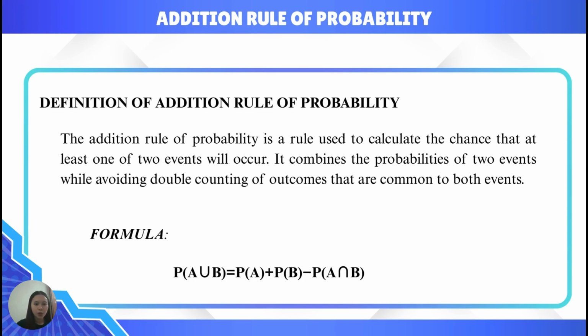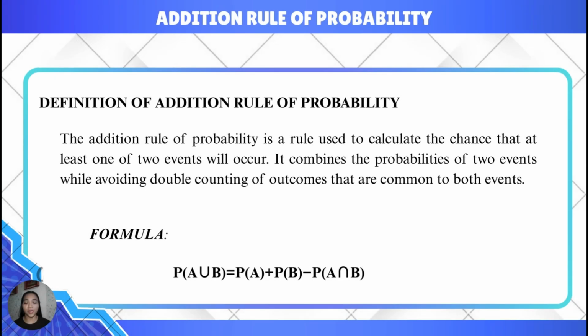Definition of the addition rule of probability. The addition rule of probability is a rule used to calculate the chance that at least one of two events will occur. It combines the probabilities of two events while avoiding double counting of outcomes that are common to both events. For example, if two events overlap, we cannot simply add their probabilities because some outcomes may be counted twice. That is why we subtract the common outcomes.